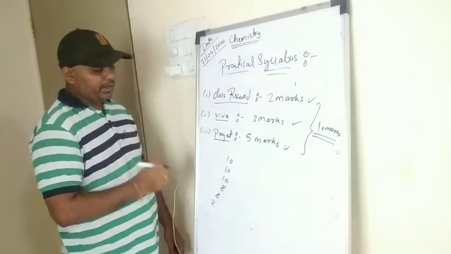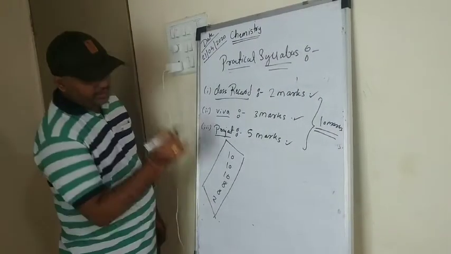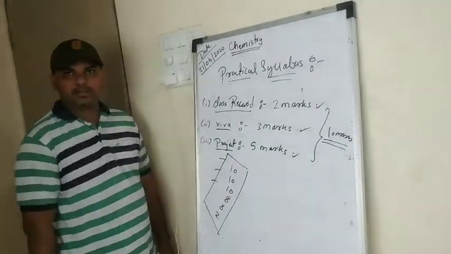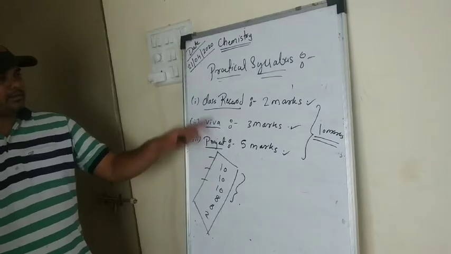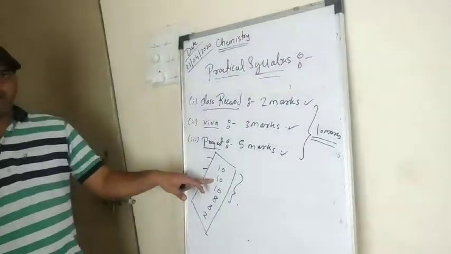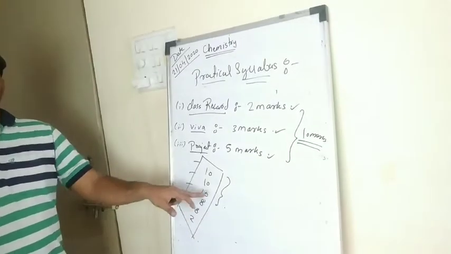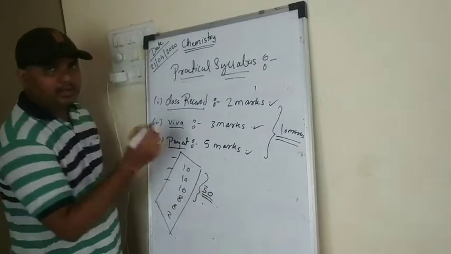Now remember how you will get the questions in the exam. Either you will get 10, 10, 10, a 30 marks practical exam. That means you might get 10 marks class record, then 10 marks volumetric analysis, 10 plus 10 is 20, and basic radical 10. That becomes your 30 marks, right?